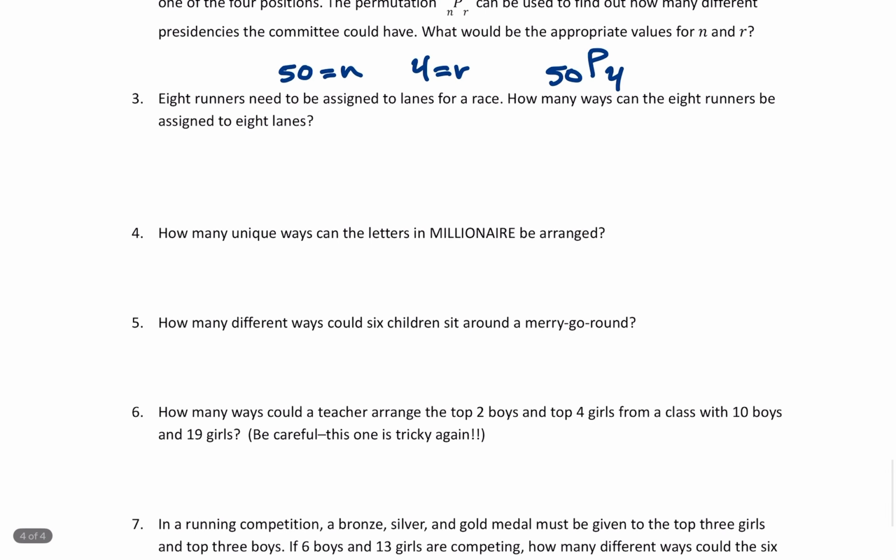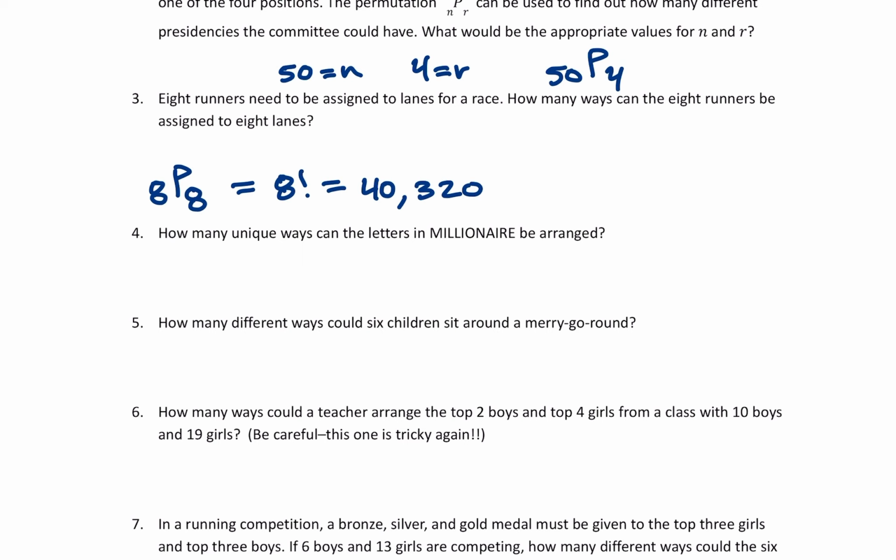Okay, now 8 runners need to be assigned to their lanes for a race. How many ways can 8 runners be assigned to 8 lanes? Okay, well, we have 8 total runners, and we're choosing 8 lanes for those runners to go in. So we can put 8 nPr 8, or if we remember that rule, we can do 8 factorial as well. And if we put either of those in our calculator, we get 40,320.